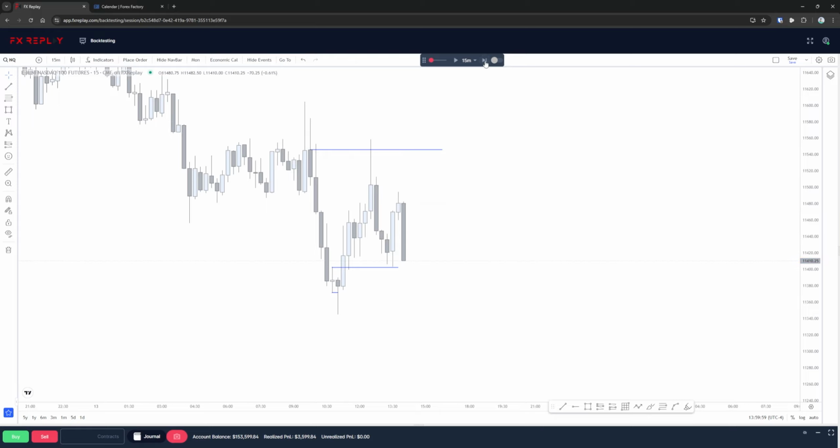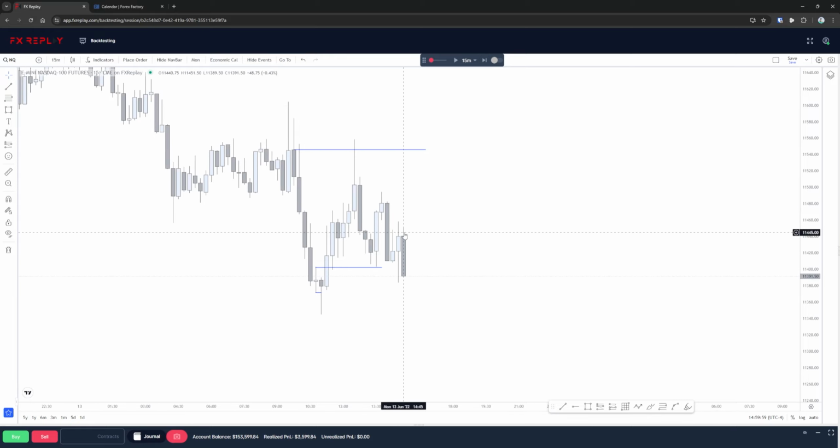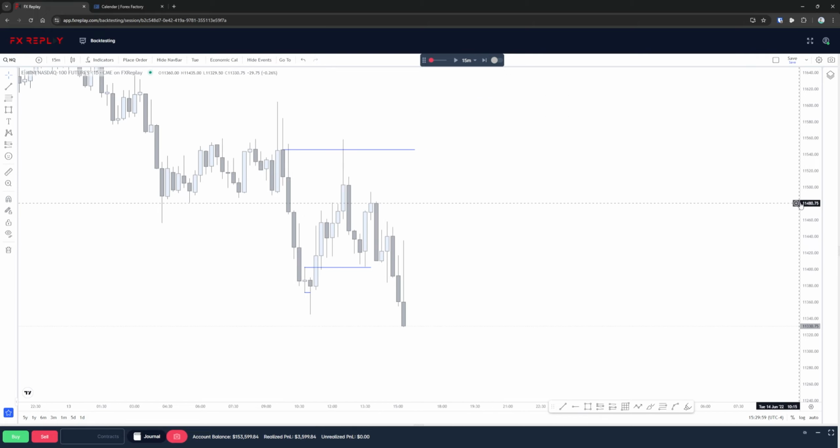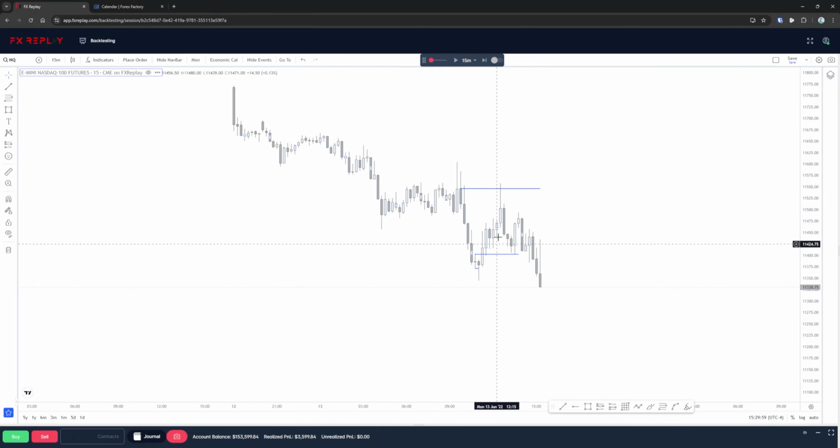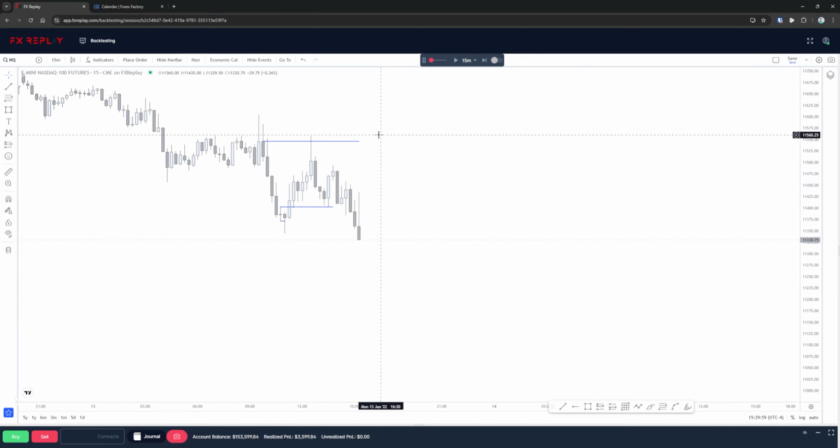Just miss it by a hair, and as the PM session goes on, we just kind of go further down. So we don't get that CSD on the 15 minute here, so we pretty much remain bearish going into the PM session. Anyway, I'm going to move on now to Tuesday.